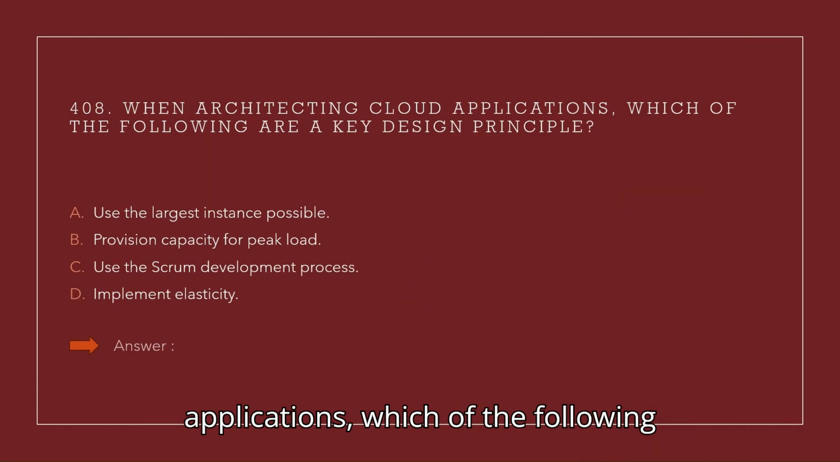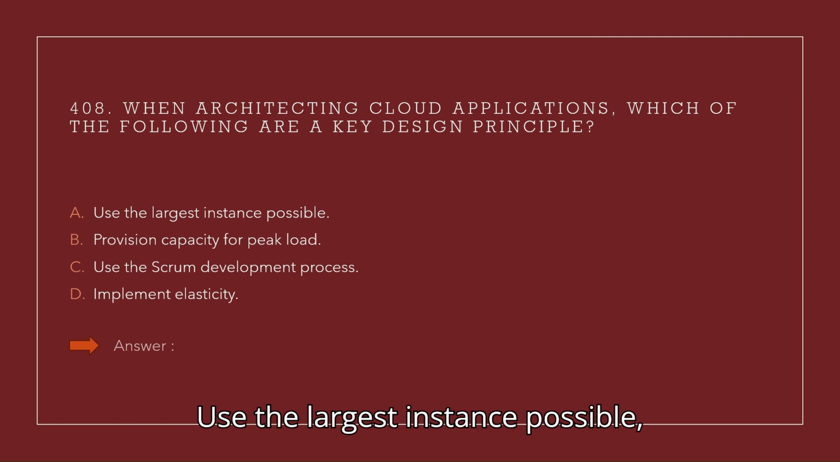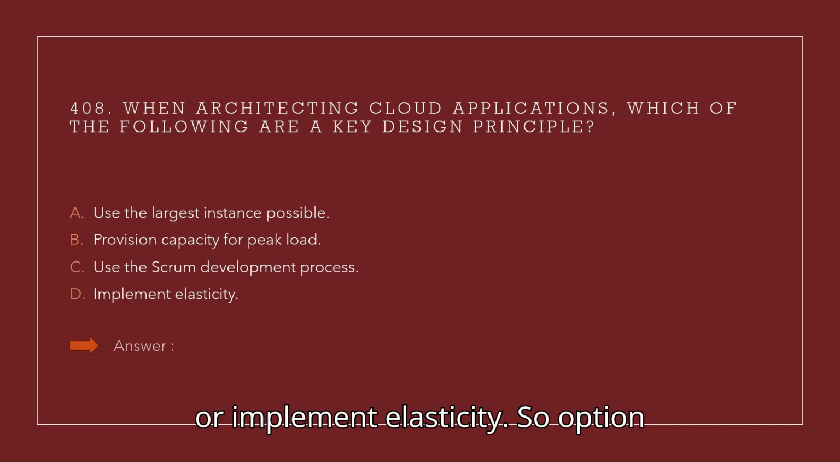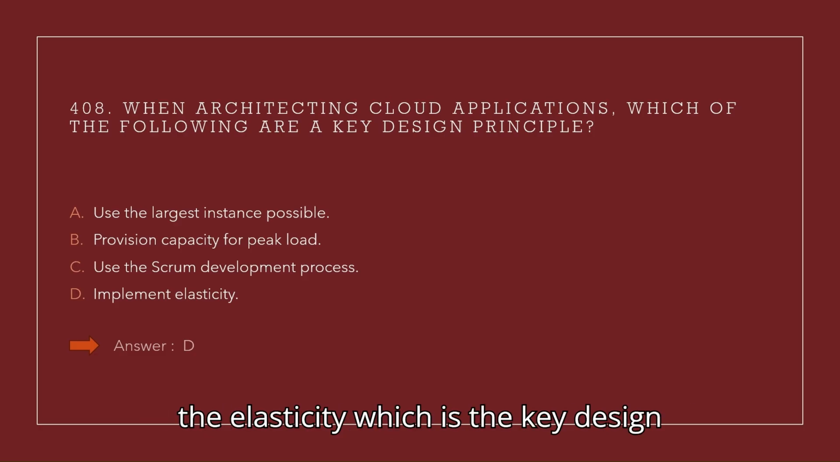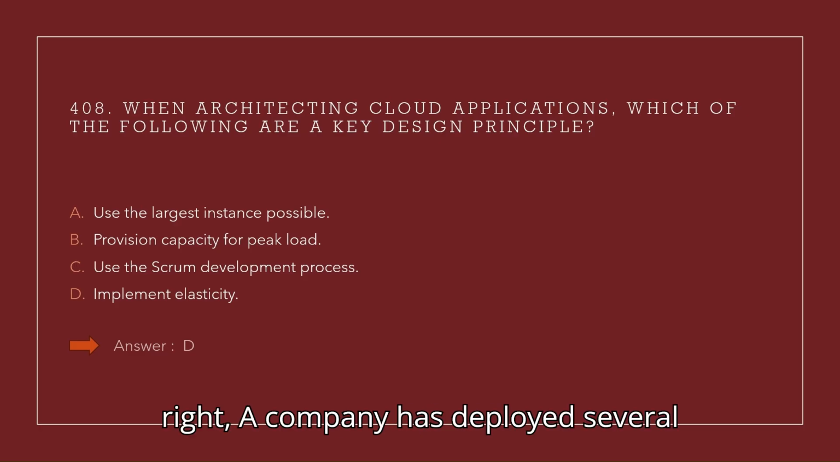Next question. When architecting cloud applications, which of the following is a key design principle? Use the largest instance possible, provision capacity for peak load, use the Scrum development process, or implement elasticity. So, option D is the correct option. You need to make sure that you have implemented elasticity, which is the key design principle.